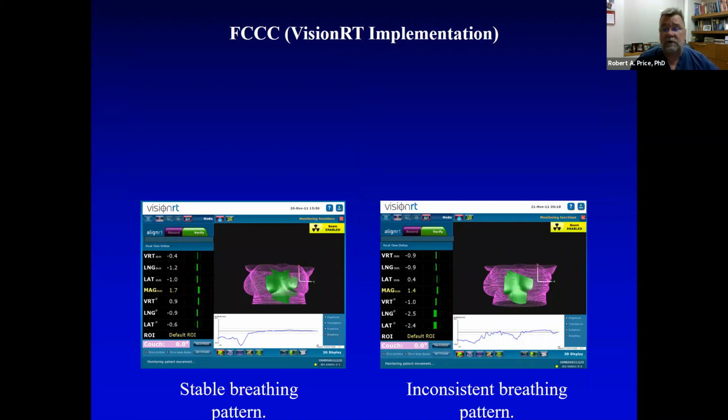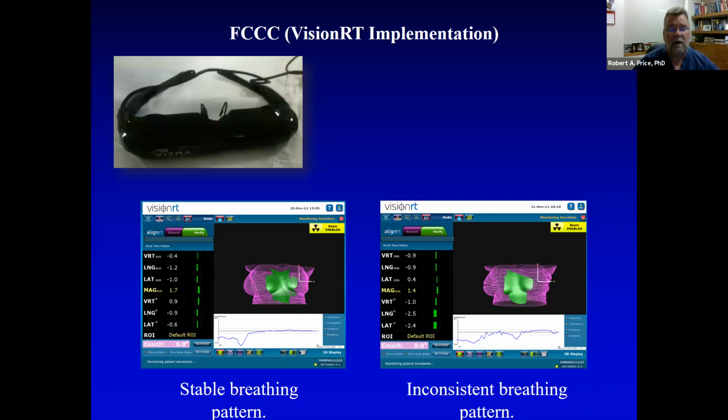Well, we have what's called the Vision RT system here, and it's a topographical system that allows us to see many, many points in a speckle pattern along this surface of the patient and compare them to what was acquired during the simulation process. We can even ask the patient to take part in this. In this case, you can have them wear a goggle system, and they can breathe till their pattern falls within a certain set of parameters, or not in the parameters. Here would be what we would want.